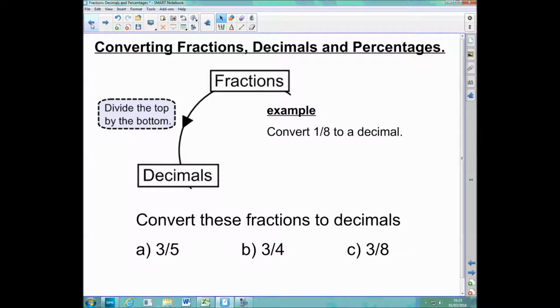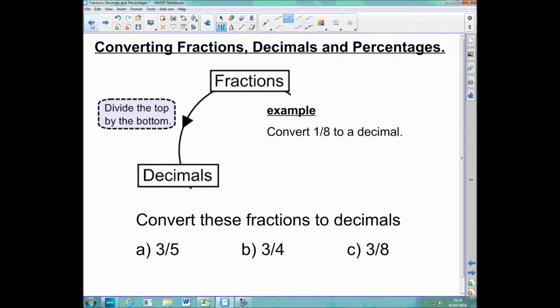Okay, so the last part of our cycle, we're going to look at changing fractions to decimals. And this is probably one of the hardest parts because it's going to involve dividing and using the bus stop method. Now, my method here is I want to divide the top by the bottom. Now remember, a fraction is made up of the top number, which is the numerator, and the bottom number, which is the denominator. So let's have a little look what happens when I want to convert 1/8 into a decimal.